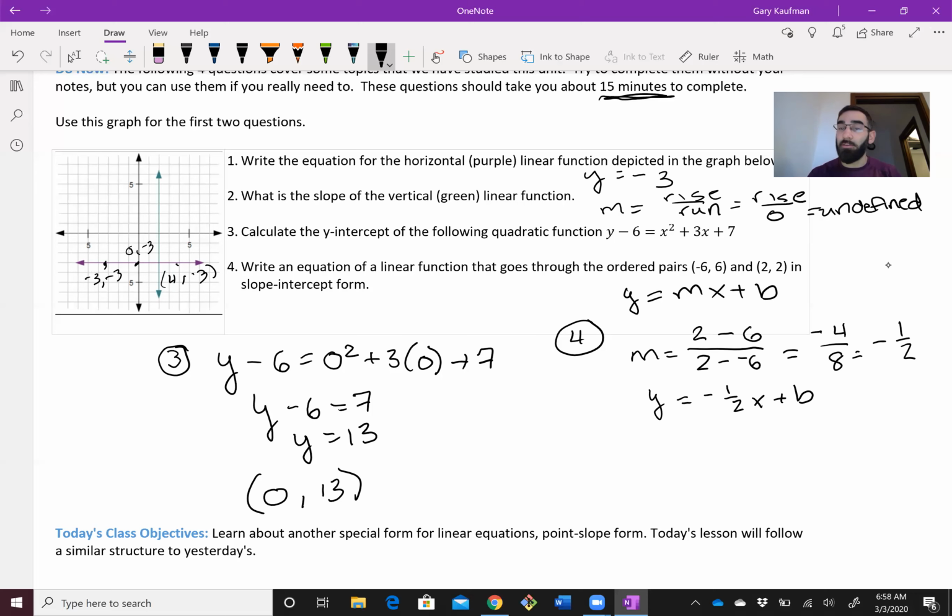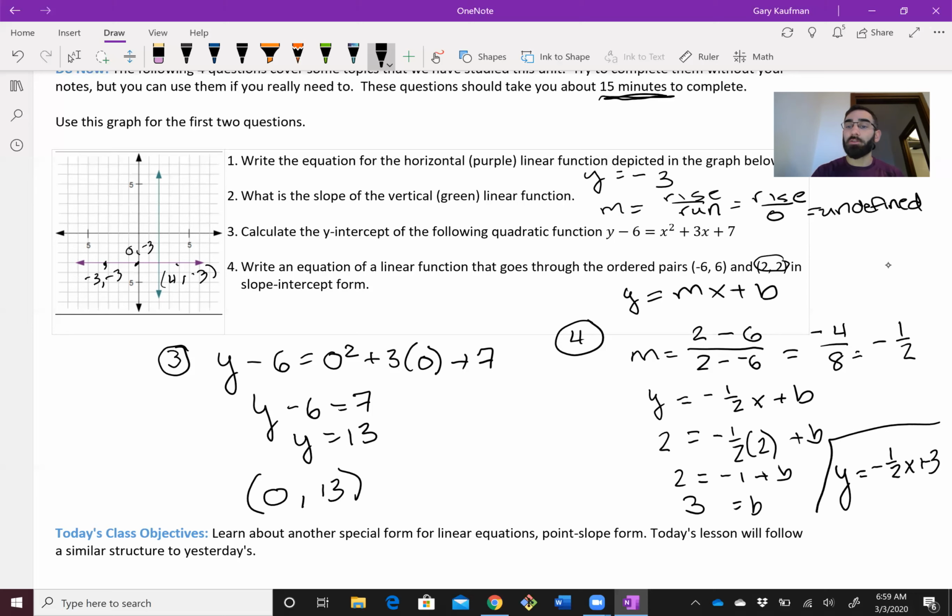Now, I don't have the b, so I have to use either ordered pair. It doesn't matter which one. I'm going to use 2, 2. And we're going to plug it in. The y value is 2. The x value is 2. So in this case, I don't mess it up. 2 equals -1 plus b. B equals 3. I'm now going to take that. Y equals -1/2 x plus 3. So there's my answer to question number 4.